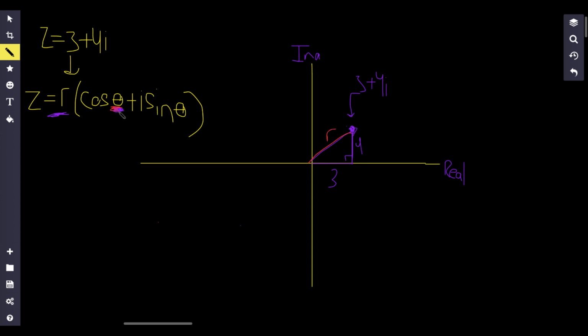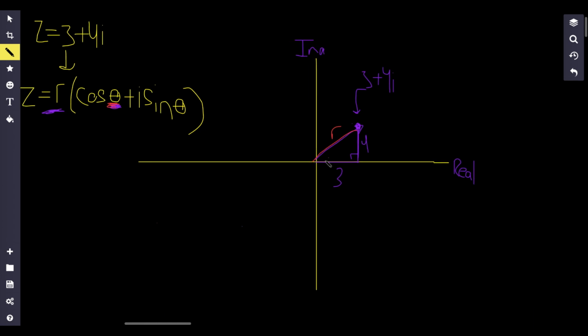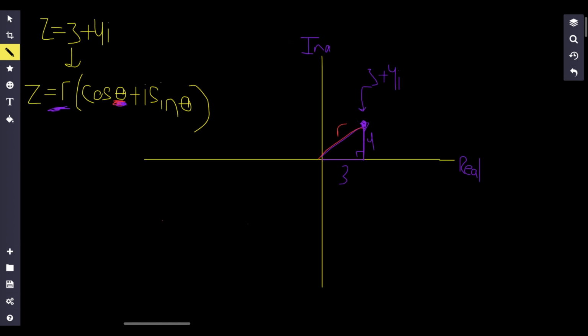Theta represents the angle that this complex number creates with the positive x-axis. This right over here represents the positive x-axis. So it's going to be this angle that this r length creates with the positive x-axis. This is going to create some sort of angle theta. So in order to convert from this form to this form, you need to know what r is and you need to know what theta is.